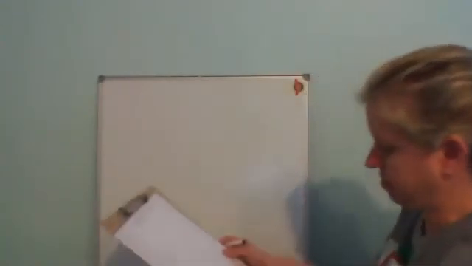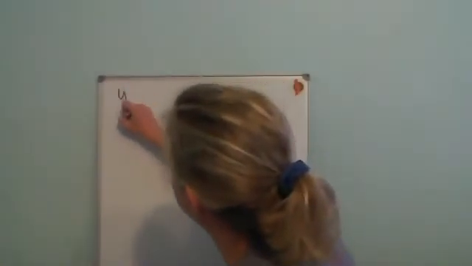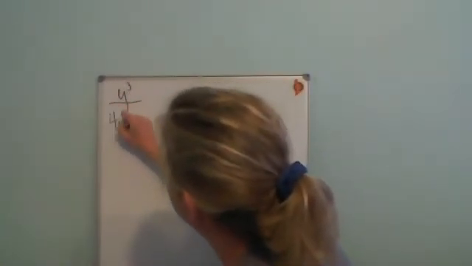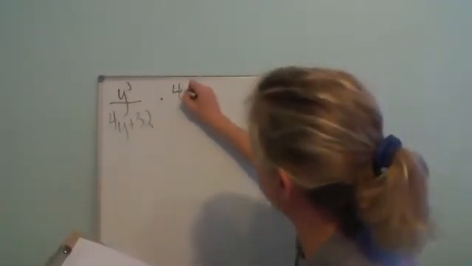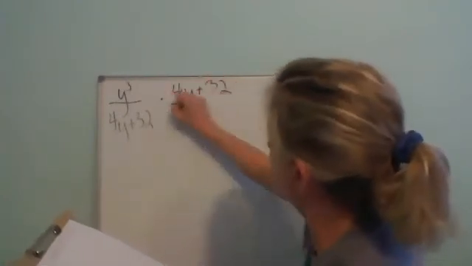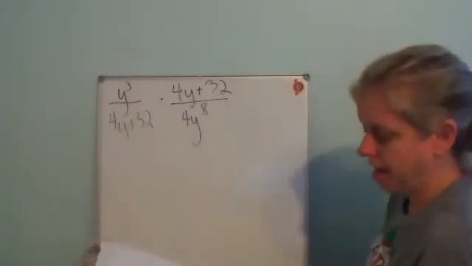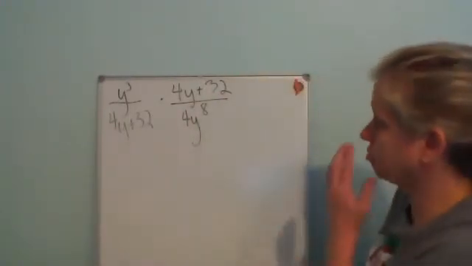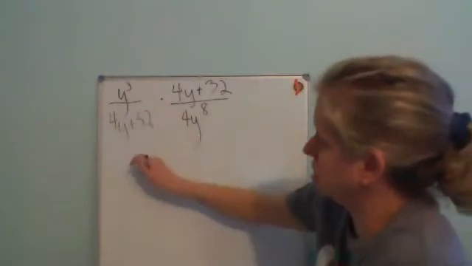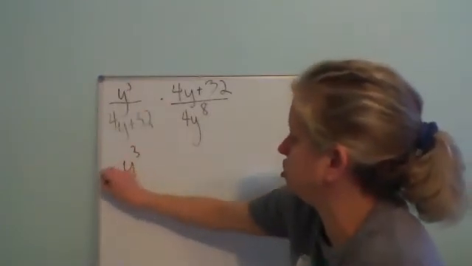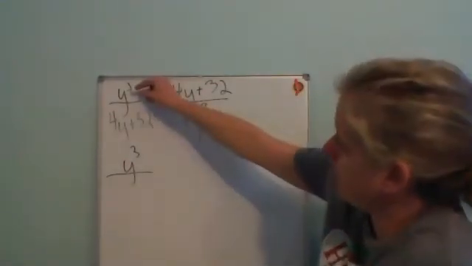So on number 7, where you've got y to the third over 4y plus 32, times 4y plus 32 over 4y to the 8th, okay? So again, you're going to go through and factor everywhere that you can. I can't do anything with the y to the third, so I'll just leave that like it is. So what I'm doing right now is just rewriting the problem in its factored form. So I'm just bringing down the y to the third.